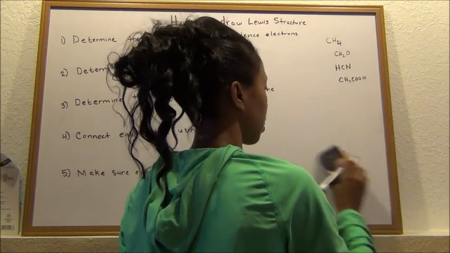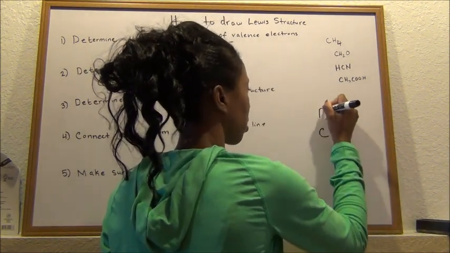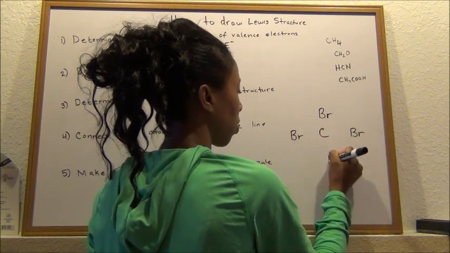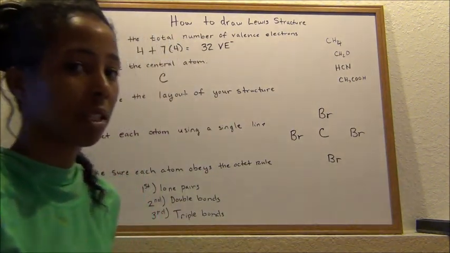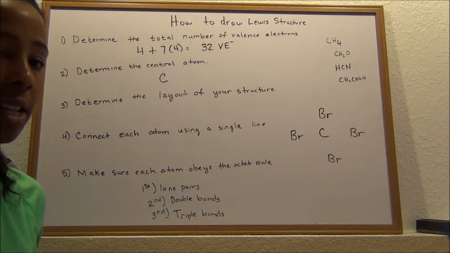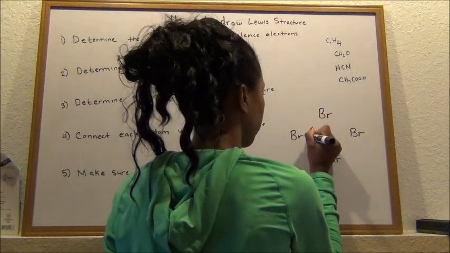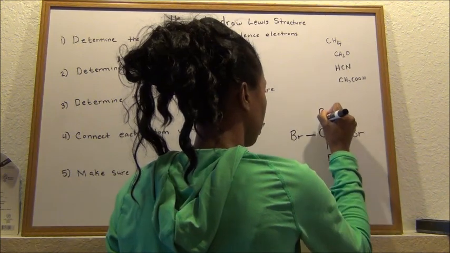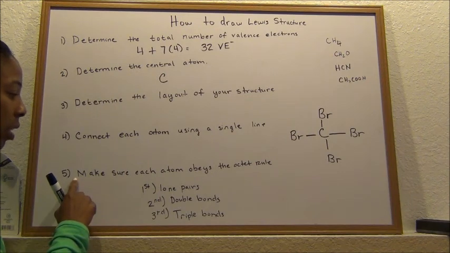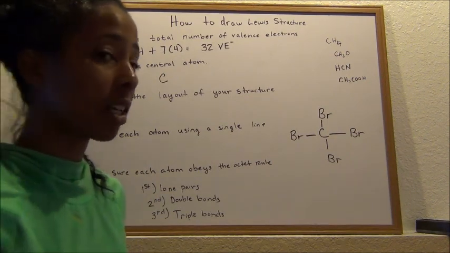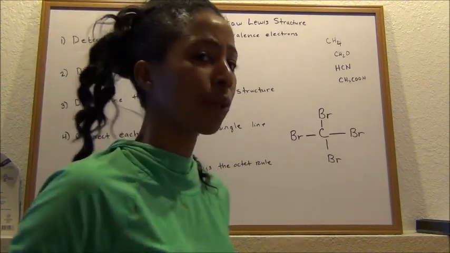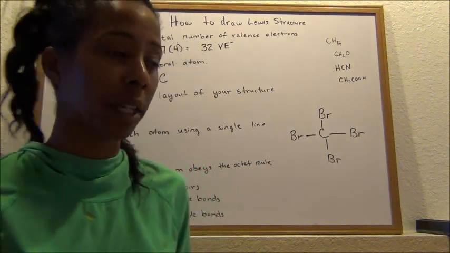So I'm going to just lay this design out, and I'm going to have carbon next to 4 bromines. Now I'm going to connect each atom to that central atom using a single line. And afterwards, I'm going to make sure each atom obeys the octet rule, except hydrogen. But we don't have to worry about hydrogen because we don't have any hydrogens in here, just bromines.